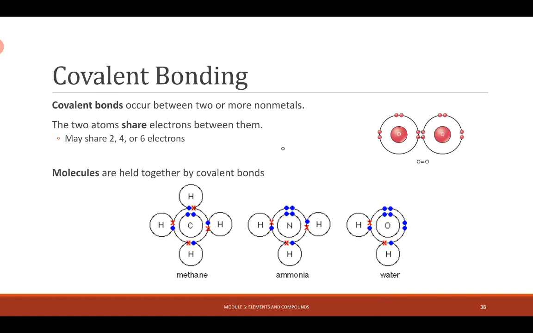So in covalent bonding, the atoms are sharing electrons. They may share 2, 4, or 6 electrons between them. And we'll get more into why they're sharing 2, 4, or 6 electrons in the next chapter and later on when we cover how to draw molecules, such as writing Lewis dot structures in a later unit. But for now, you need to know that covalent bonds occur between 2 or more nonmetal atoms.